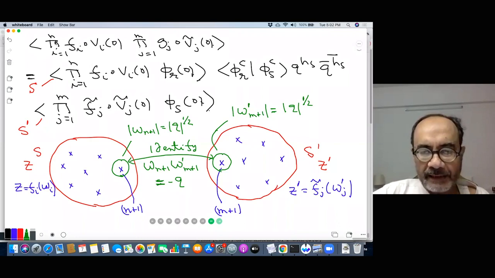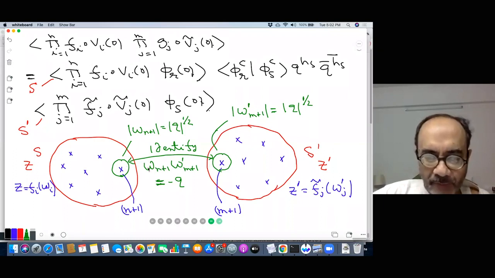So let's see how we go about saying this. On the glued sphere, we can use either the z coordinate system or the z prime coordinate system. As to what the relationship between z and z prime is, we can read it out from here.